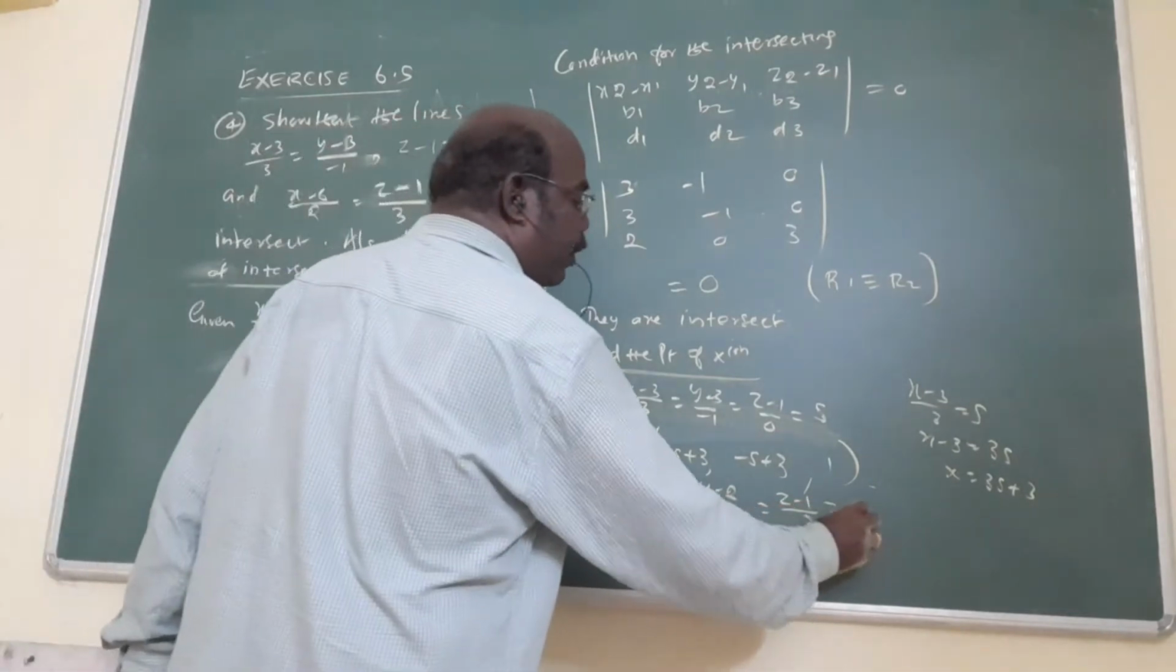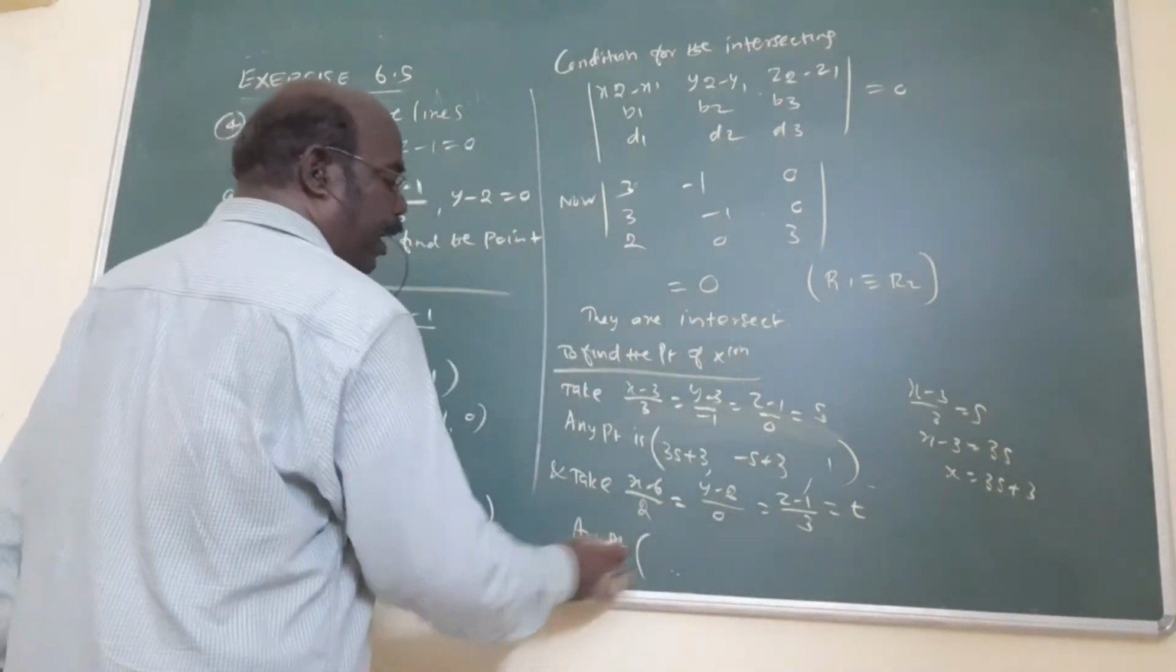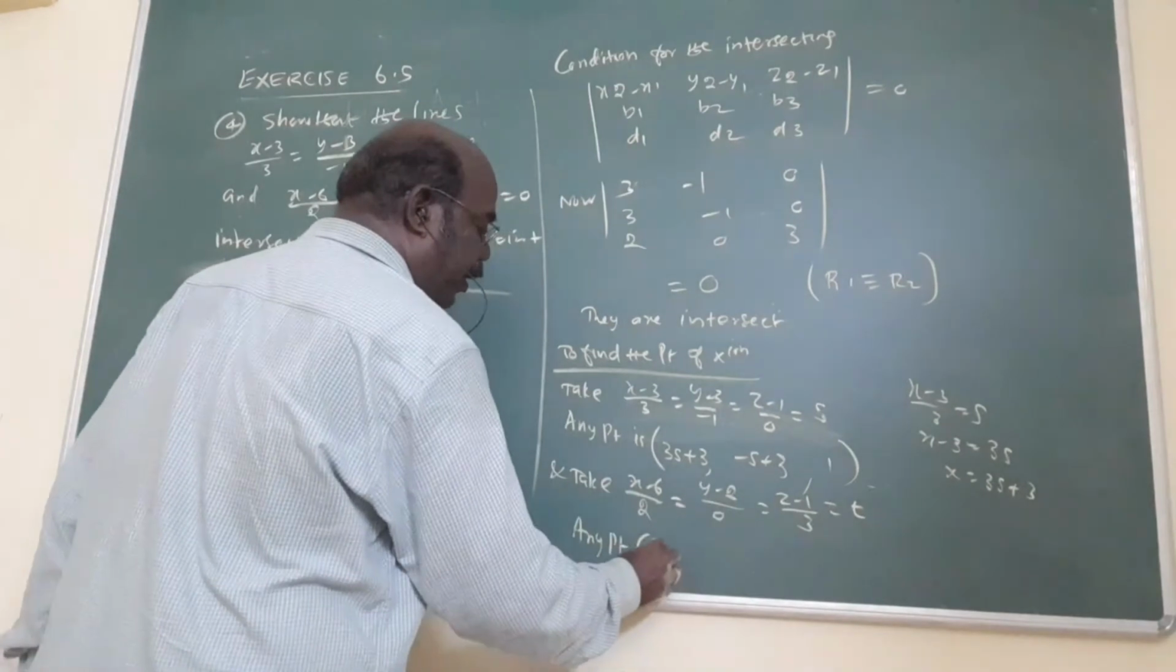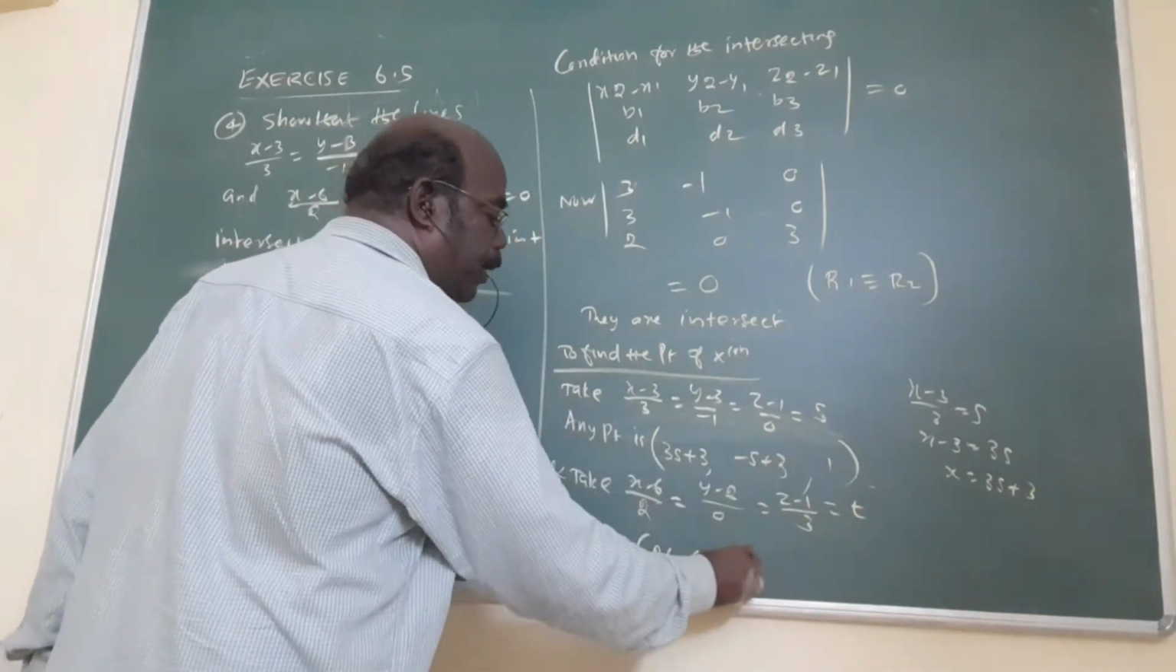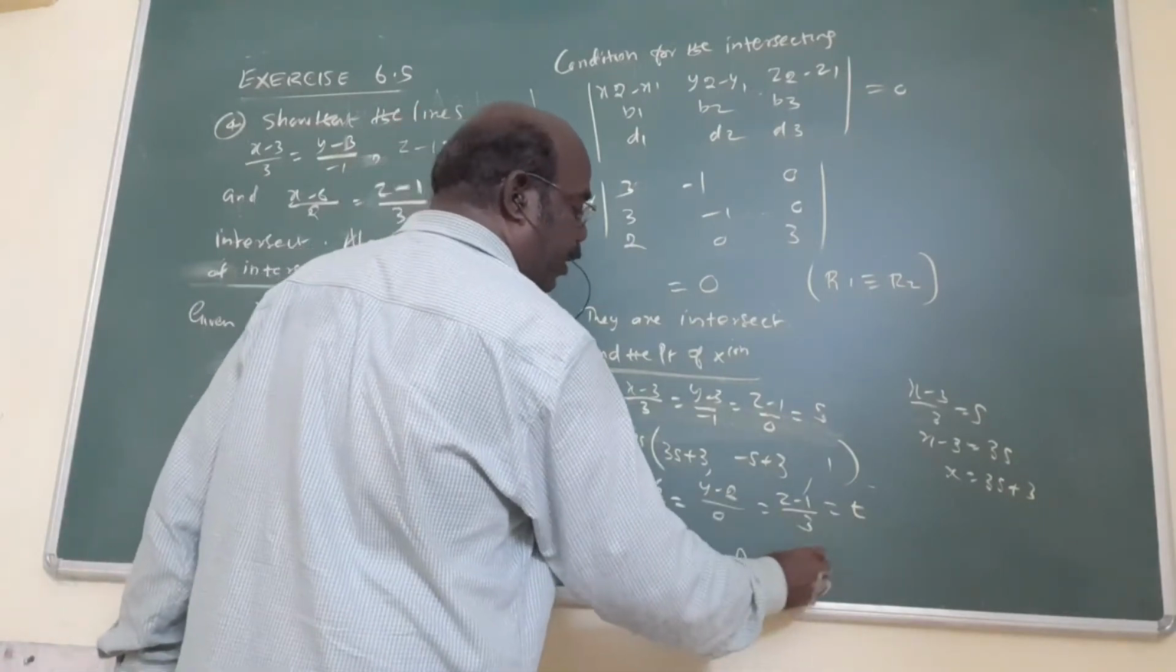Equal to s, the t gets 2. Am I right? Now cross multiply 2 into 2t plus 6, 0 into t, 0 minus 2 plus 2, 3 into t, 3t plus 1. Am I right?